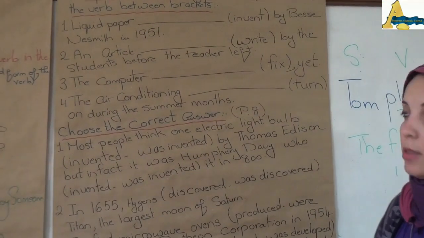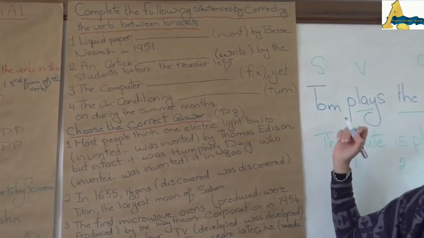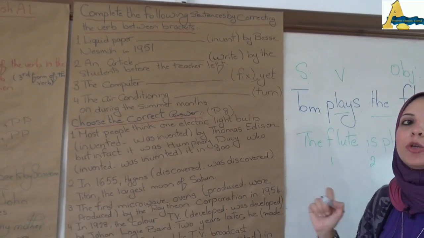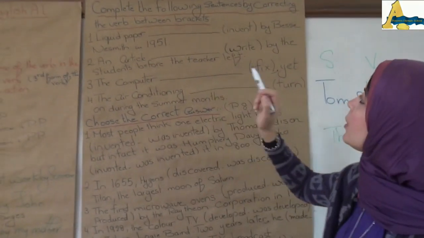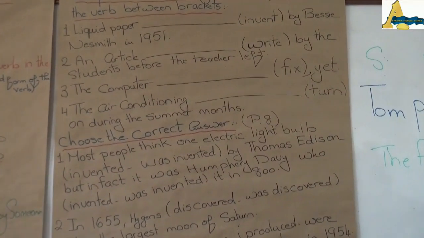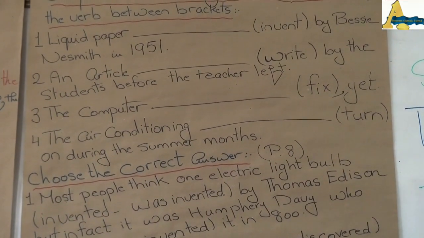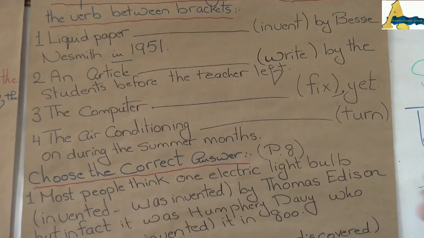Let's look at the first sentence. Remember that we have got 4 different tenses, which means that we have to know which tense every sentence is written in. Look here: liquid paper invented by Bessie Nesmith in 1951. Where is the key word in this sentence? We have got in 1951.